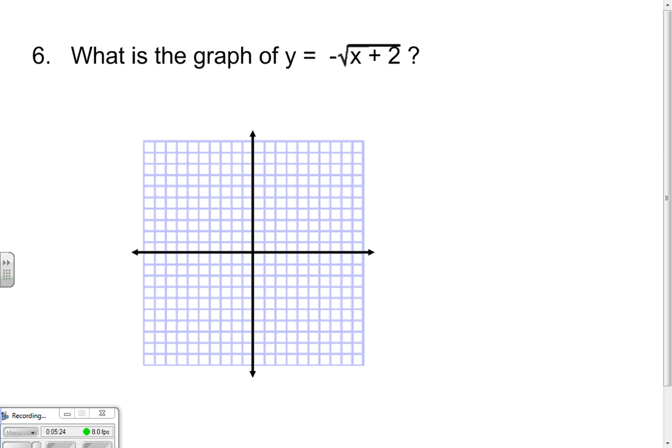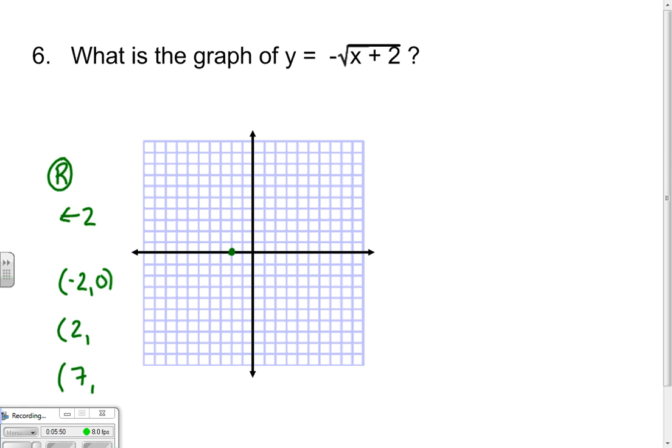So number 6 had 2 moves. I'm going to list them first. I see a reflection, and I see a left 2. So left 2 means that my starting point is going to end up being at negative 2, 0. So the first smart value I'm going to pick is positive 2, and the second one that I'm going to pick is going to be positive 7, because again, I'm moving left 2 from my normal values.